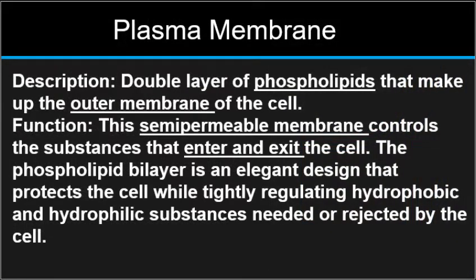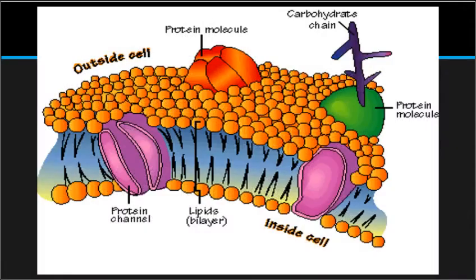Our plasma membrane is a double layer of phospholipids that make up the outer membrane of the cell. I'll show you a picture in a minute. What's the function? It's semi-permeable. We know what that means. It allows certain substances to enter and exit the cell. It's a phospholipid bilayer, which is an elegant design protecting the cell and regulating hydrophobic and hydrophilic substances. So I'll explain that to you by showing you the picture of it.